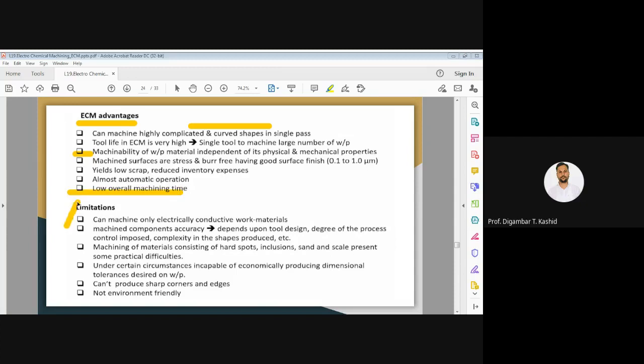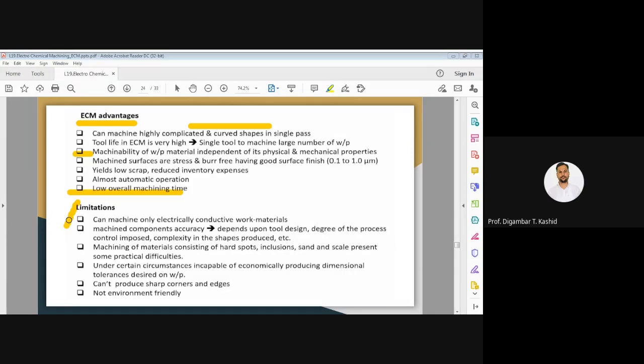Now along with these advantages, we have some limitations also. Few limitations are there for this same process. The first limitation is that it can work only on electrically conductive material. The ECM process can machine only electrically conductive workpiece material. If the material is electrically non-conductive, then this process is not suitable.